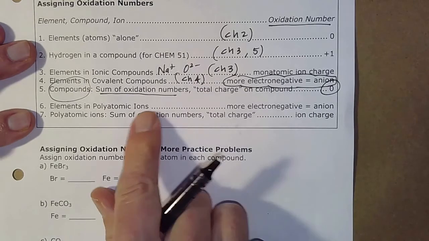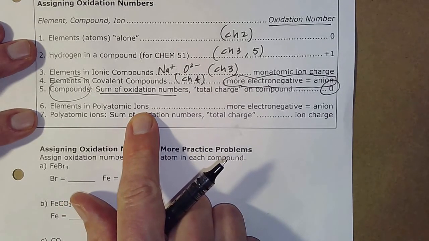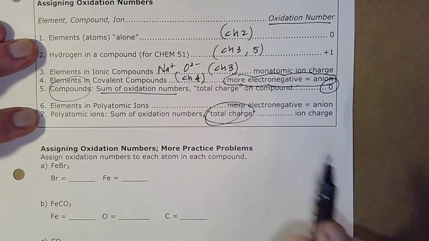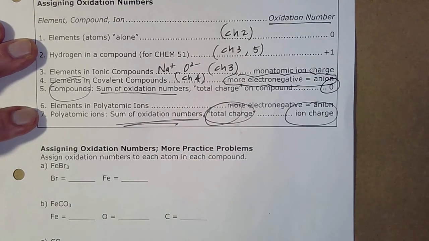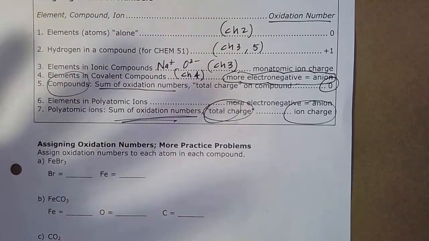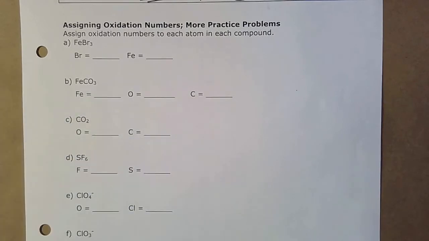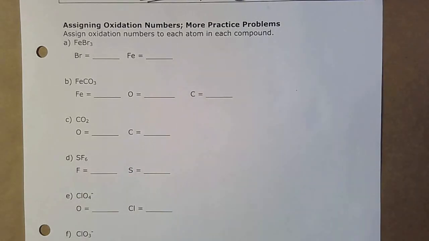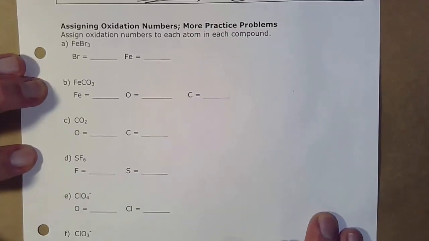Now those polyatomic ions like phosphate and cyanide and hydroxide and perchlorate, the more electronegative atom gets to be the anion, and the total of the oxidation numbers has to equal the ion charge total. Okay, let's apply some of those. Now what I would recommend, I'll do the first two. And then what I recommend is you stop the video, try to do C, D, E, and F, and then turn the video back on. Of course, these are not in your book, so I'm going to do these.